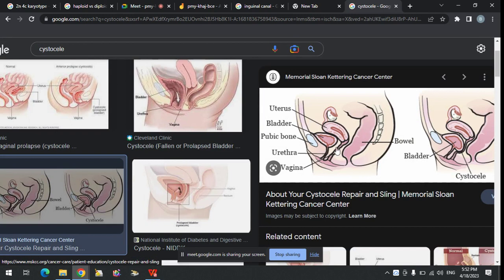So you can see this bladder prolapsing posteriorly into the vagina. Can you see it, Dr.? Yeah, I can see. So it will cause difficulty in urinating, frequency, urgency, and all those.